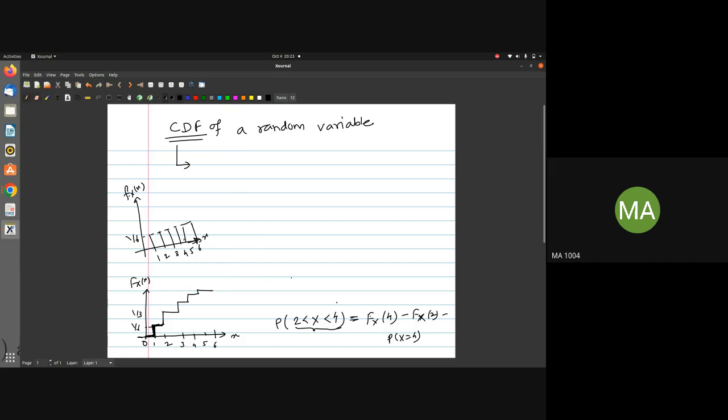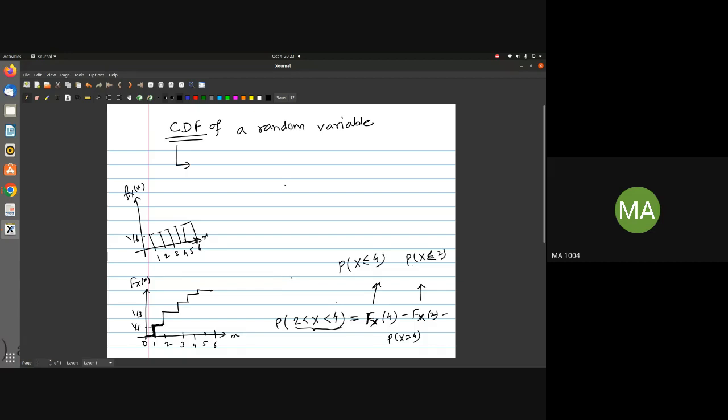Okay, so this is the case, right? F_X(4) minus F_X(2). Can you tell me what is F_X(4)? It is the probability that X will take a value less than or equal to 4, right? Correct. And F_X(2) is the probability that X is less than or equal to 2.